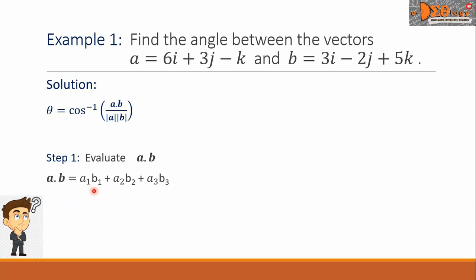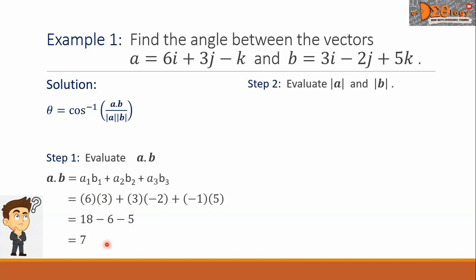The A sub 1 times B sub 1 will be 6 times 3. Then plus A sub 2 times B sub 2 is 3 times negative 2, plus A sub 3 times B sub 3, this is negative 1 times 5. Simplifying the respective products, we have now 6 times 3 is 18, 3 times negative 2 is negative 6, negative 1 times 5 is negative 5. So 18 minus 6 minus 5 is 7.